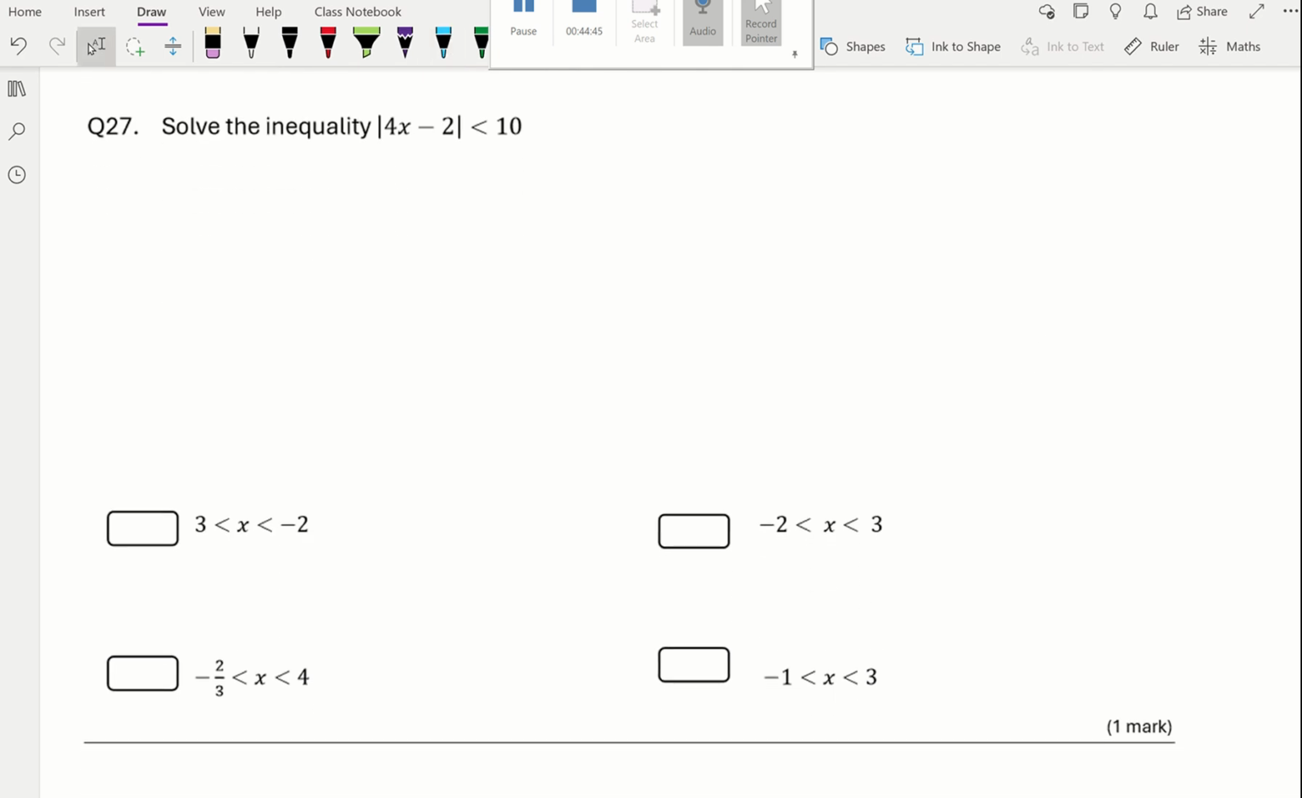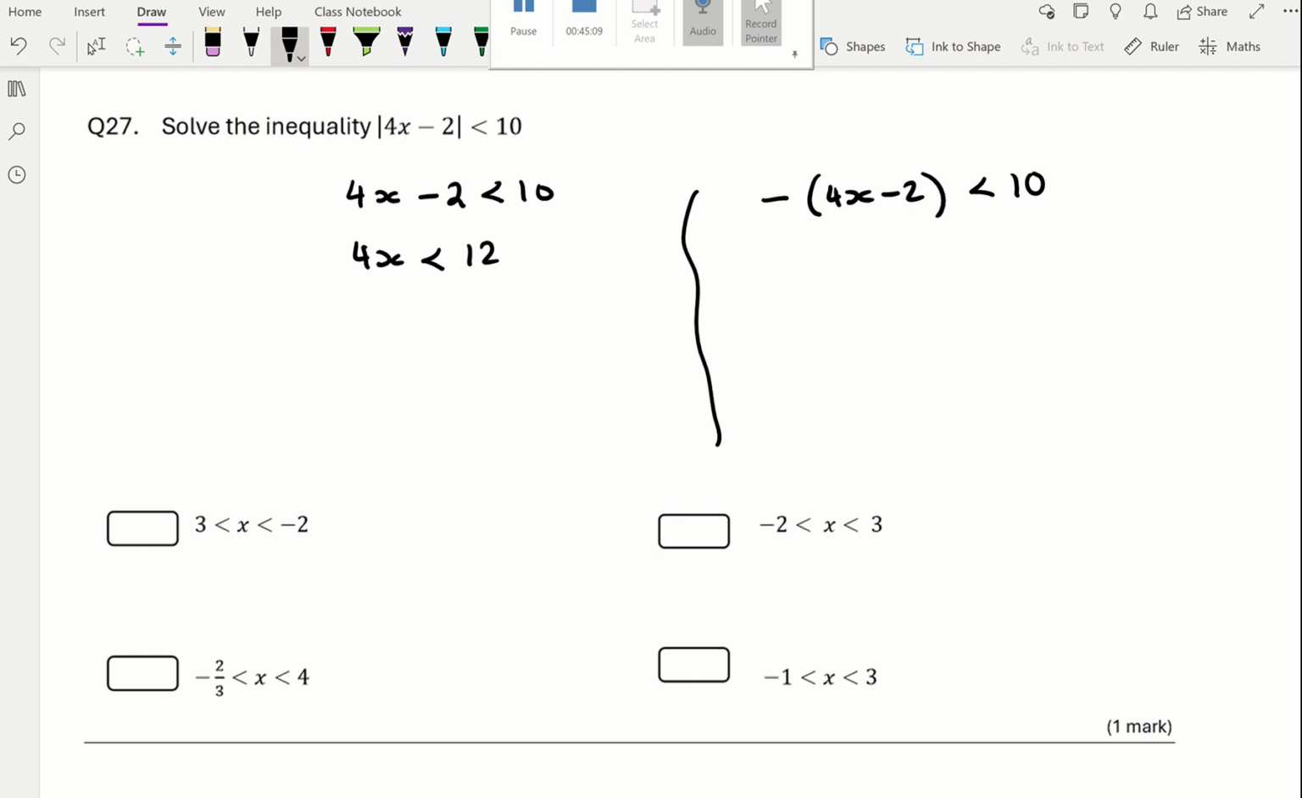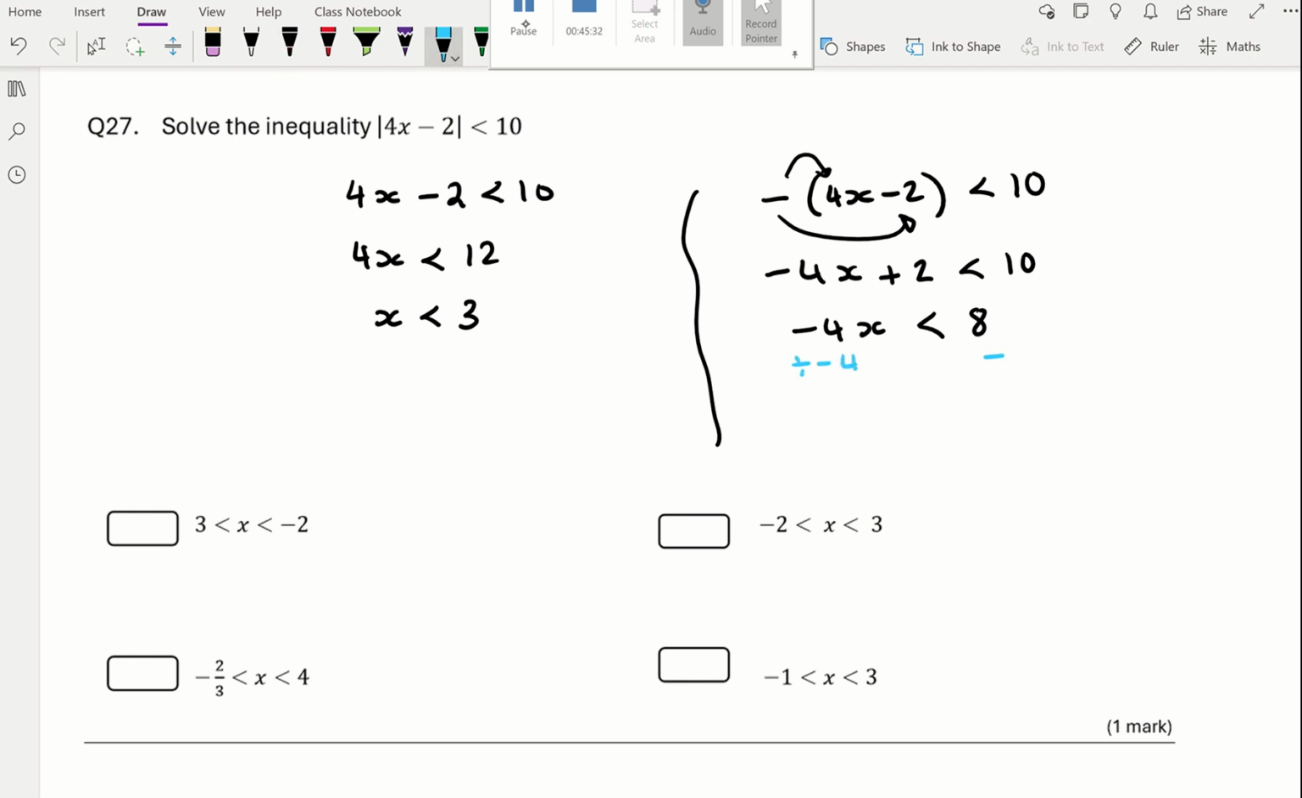This says solve the inequality, and it's a modulus inequality, so you have to solve it twice. The first one is simply 4x minus 2 is smaller than 10, and the second one is negative 4x minus 2 in brackets is smaller than 10. So this is 4x is smaller than 12, which is x is smaller than 3. And then this is going to be negative 4x plus 2 is smaller than 10. So negative 4x is smaller than 8. And then you're going to divide by a negative. Dividing by a negative changes the inequality sign. So this becomes x is bigger than negative 2.